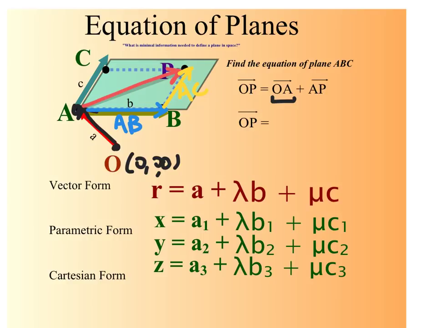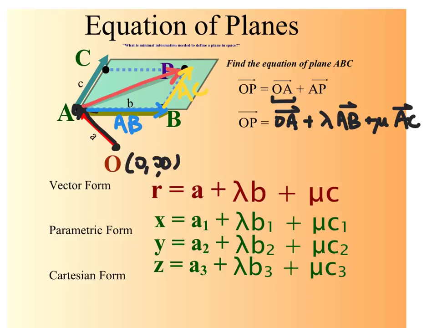Basically what we're doing is taking a point, creating a vector, and taking a certain number of steps of a second vector, let's call it AB, plus a certain number of steps of a second vector, we're going to call it AC. And that right there is fancy longhand for what we would call the equation of a plane in vector form.